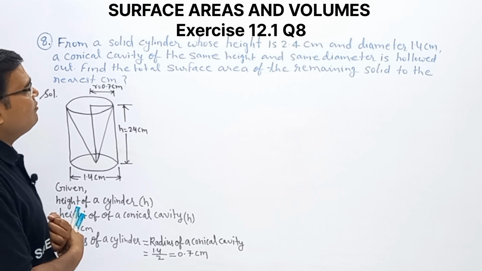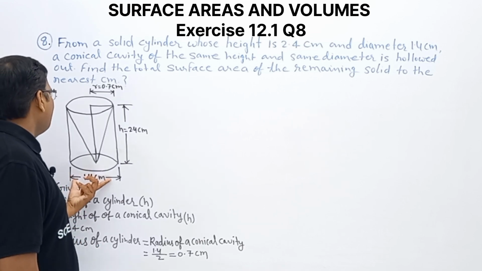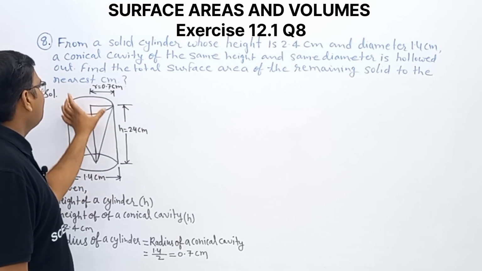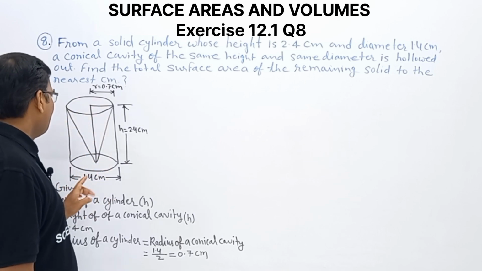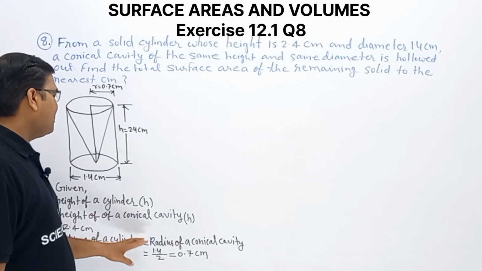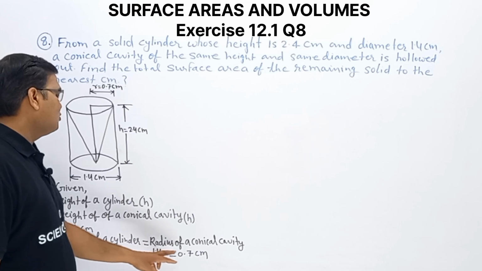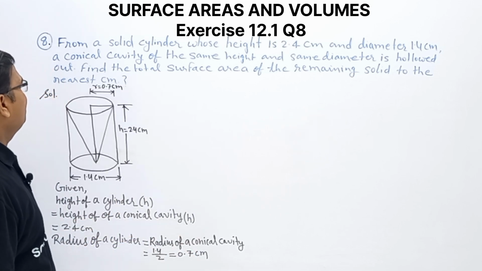Another thing we have is its diameter, which is 1.4 centimeter. Since we have the diameter, half of this will be the radius of the cylinder, which is 0.7 centimeter. Clear? These things we have.